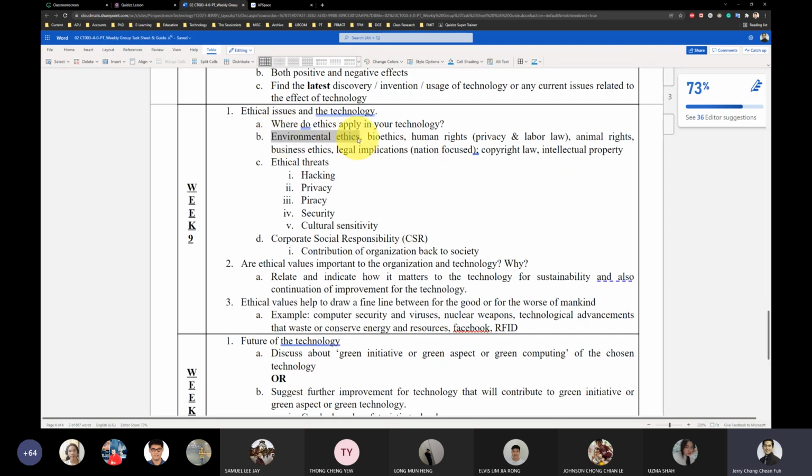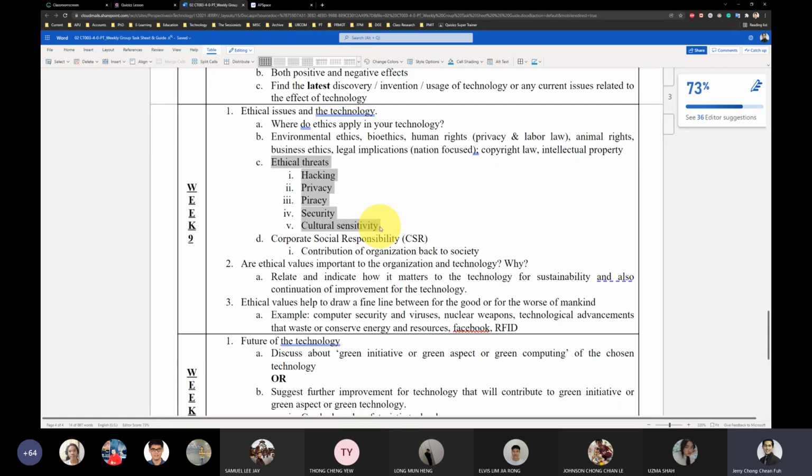Yeah, so all of you will somehow find a way to relate to it. Again, don't decide to use all of them because they may not apply. Only choose the ones which are significant. This other part, I'm very sure almost all of you can go into, which is ethical threats. Talking about hacking, talking about privacy, piracy. Some of your technologies are affected by that as well. Talking about security threats as well.